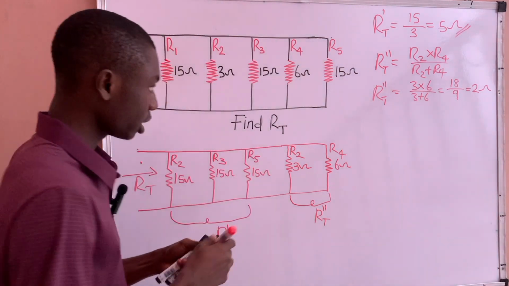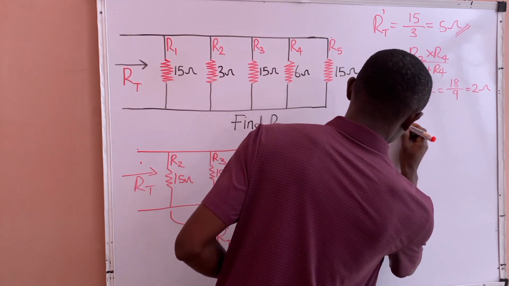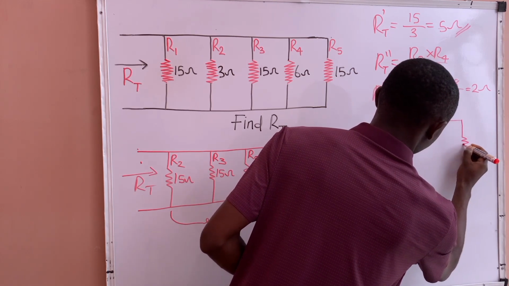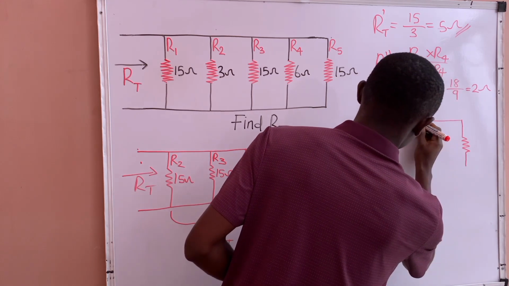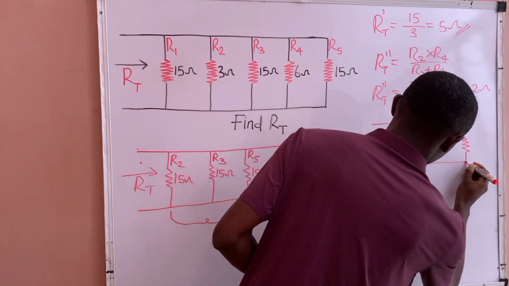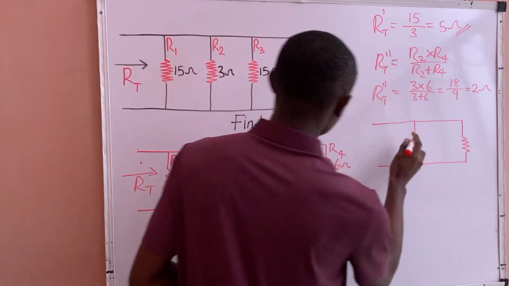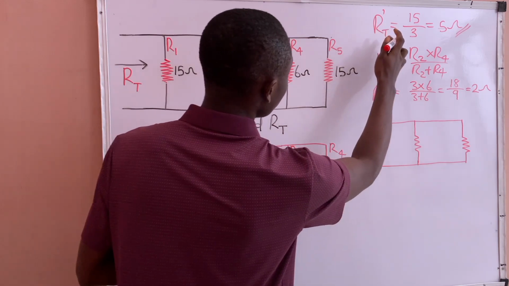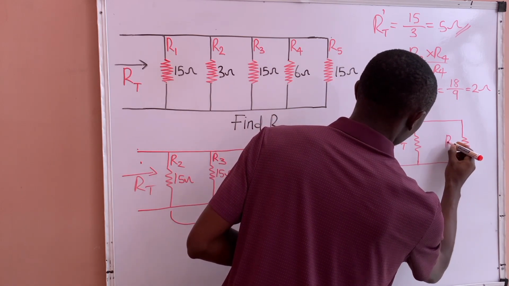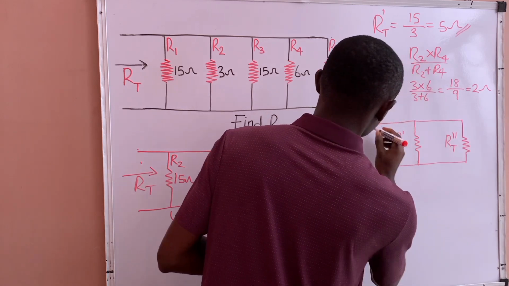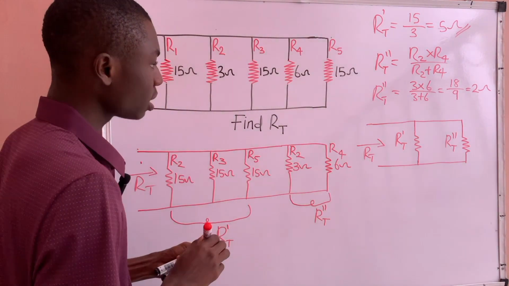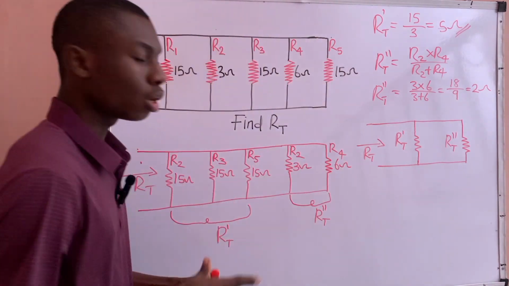So now we will have our new circuit diagram in this form. Here, this group was RT prime, and this group was RT prime. Remember, we are dealing with total resistance, which is RT. So now we still have these resistors in parallel. So what are we going to do now?